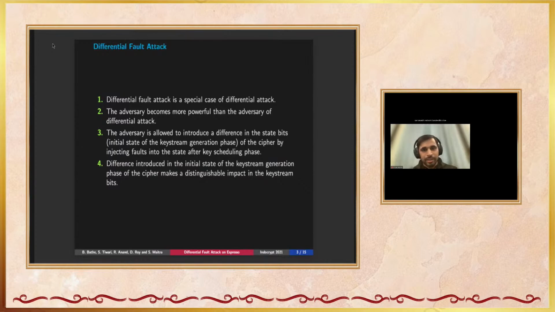So our work is a differential fault attack on Espresso. A differential fault attack can be considered as a special case of differential attacks. In this model of attack, the adversary becomes more powerful than the adversary of a differential attack. In fault attacks, the adversary is allowed to introduce a difference in the state bits or the initial state of the key stream generation phase of the cipher by injecting faults into the state after the key scheduling phase. And this difference, which is introduced in the initial state of the key stream generation phase, makes a distinguishable impact on the key stream bits. The information we get from here is then used to obtain either the values of the initial state or the key.